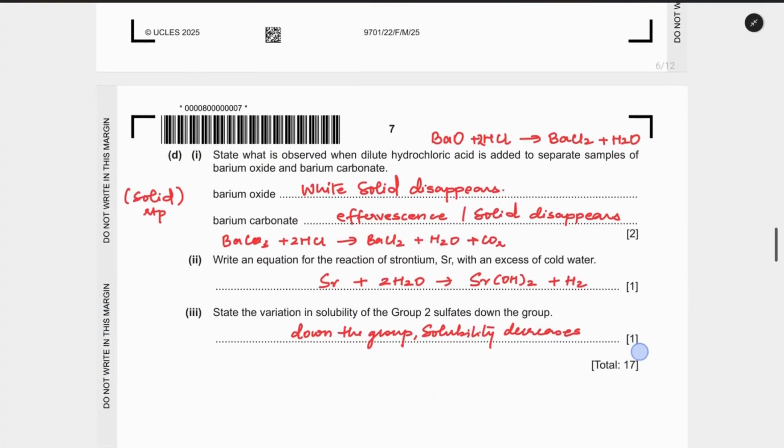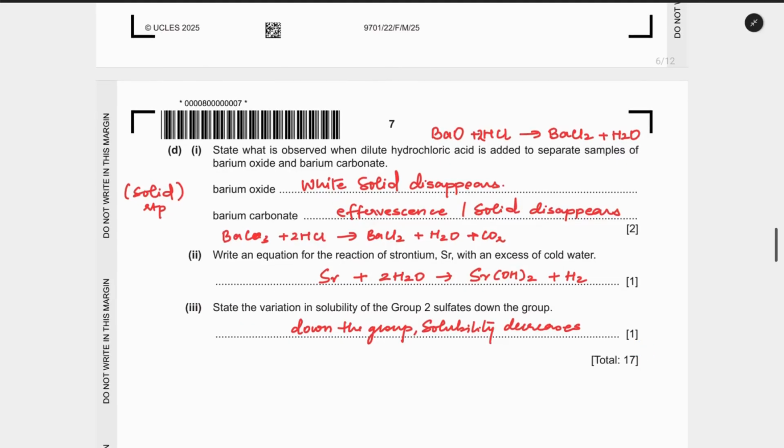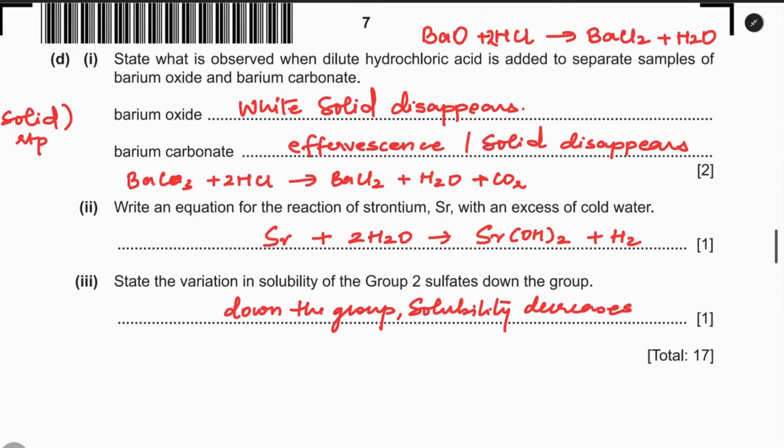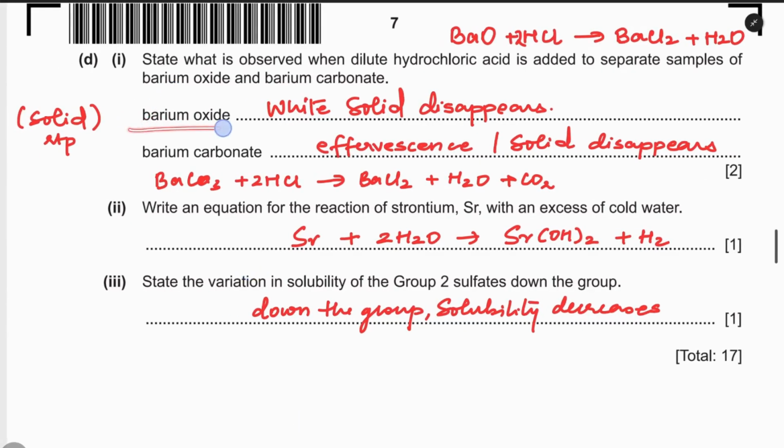Yes. So next question, D1. State what is observed when dilute hydrochloric acid is added to separate samples of barium oxide and barium carbonate. So first, we need to show the observation when you are reacting the barium oxide. First is barium oxide, which is a solid. This is in the solid state at standard room temperature and pressure.